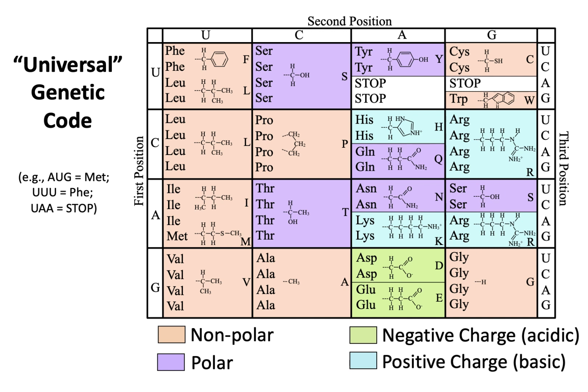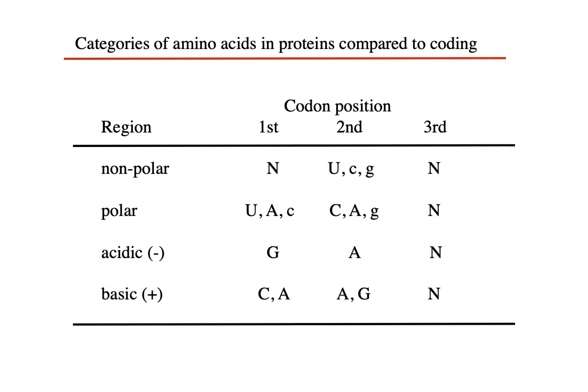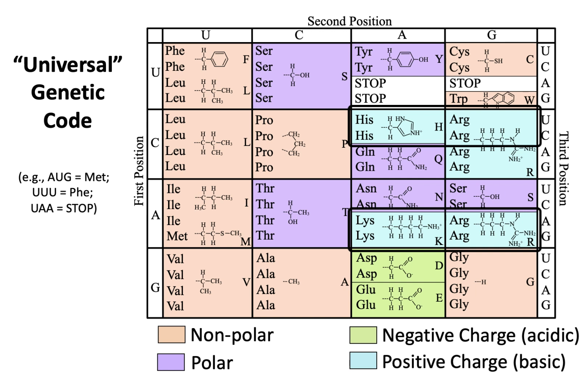And that, again, is a big clue in the evolution of the genetic code. And then finally, the basic amino acids usually have a C or an A in the first position, an A or a G in the second position, and then anything in the third position. And you can see that here, a C or an A in the first position, an A or a G in the second position, and then anything in the third position.